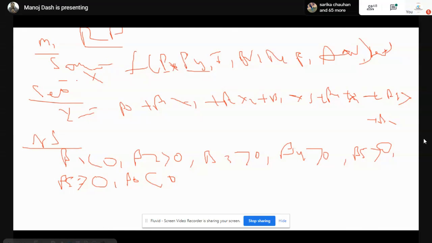Second, identify the variables. The question is, how will you identify the variables? How do you choose? How will you identify the variable?